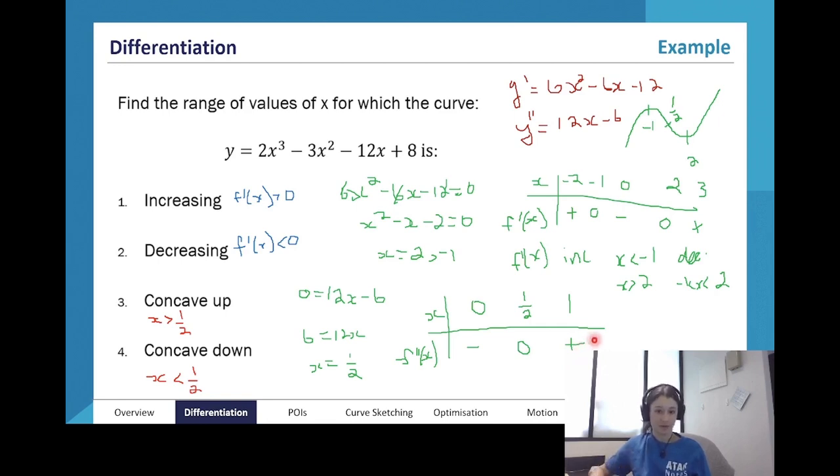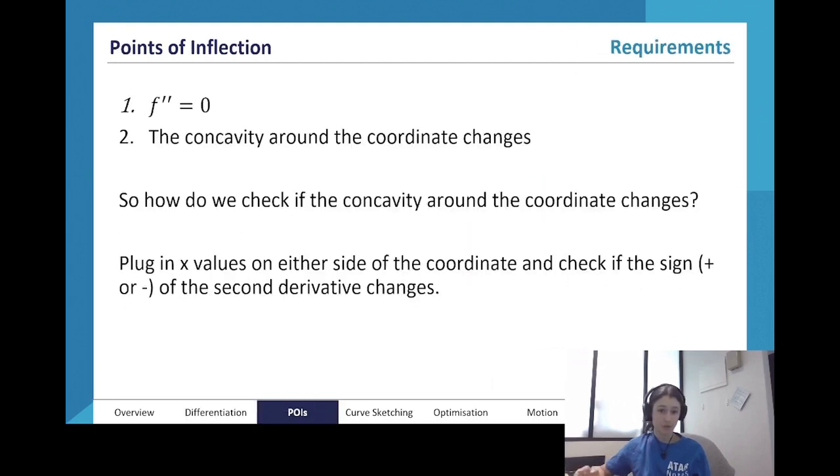However, if, for example, we'd had negative, 0, negative, it would not have been a point of inflection, because on either side of that point, the concavity was concave down, which means the concavity did not change. So, this is really important. If you are asked to find a point of inflection, or if a question asks you to draw a graph including the points of inflection, which we'll get to later, you need to check both requirements, because even if you only satisfy f double dash equals 0, you won't get the full marks because you need to check that the concavity around the coordinate changes.